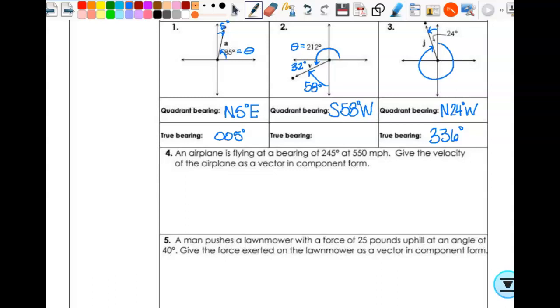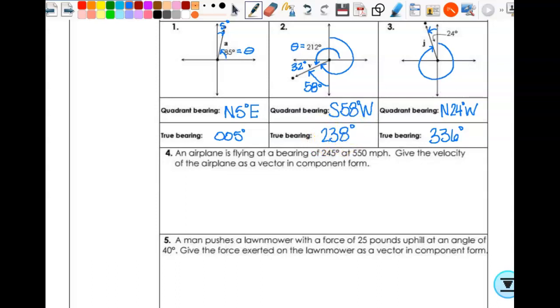The true bearing would start here and go all the way around to here. So what could I do to figure that out? From here to here is 180, and then I'm just going to add 58. Or I could do 270 and subtract 32. Either way, it doesn't really matter. But what would this give me? 238. Okay.